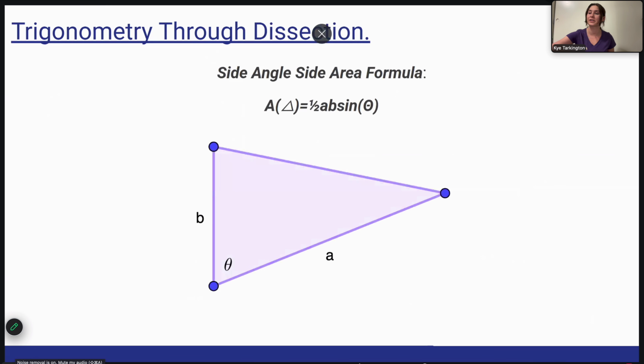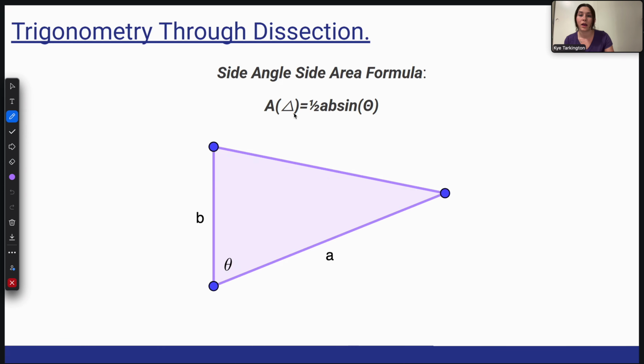All right, now we're going to get into trigonometry dissection proof. Something that we need to know before we get this proof started is the side angle side area formula, which is this formula that you can see here. It's essentially one half of the product of two side lengths, and then the sine of the angle between them gives you the area of whatever triangle that is.